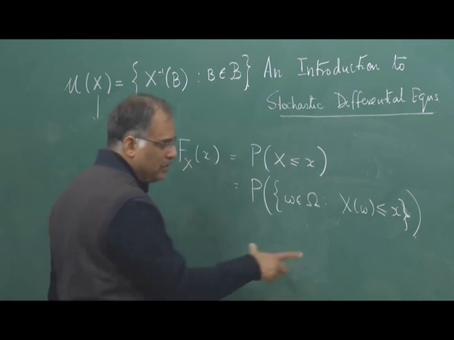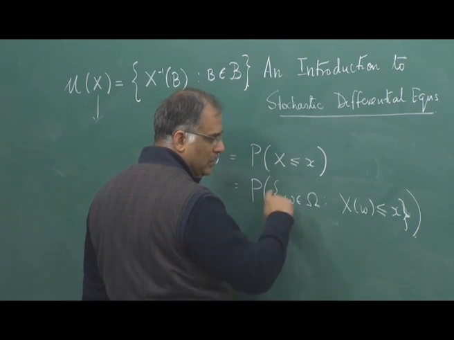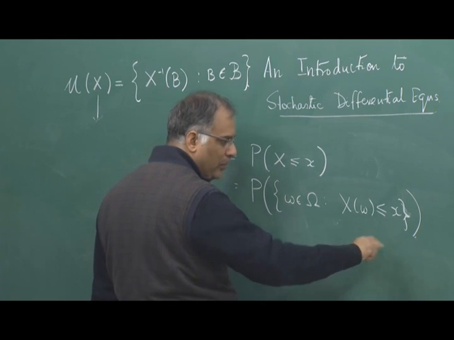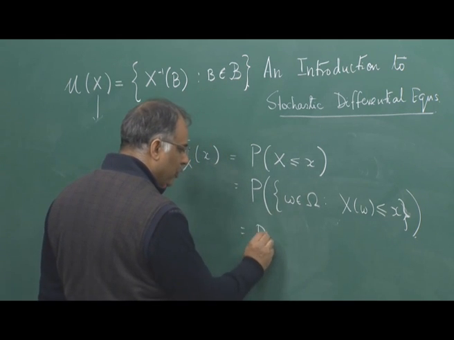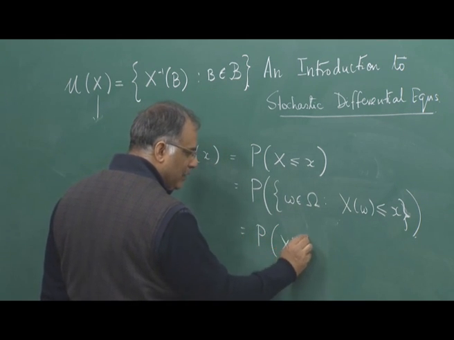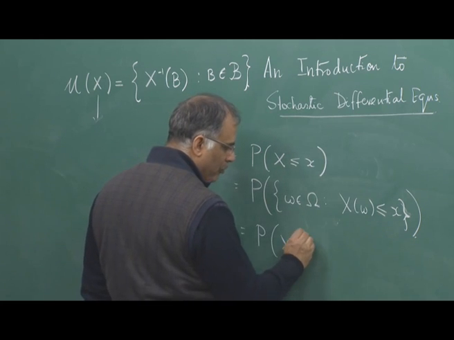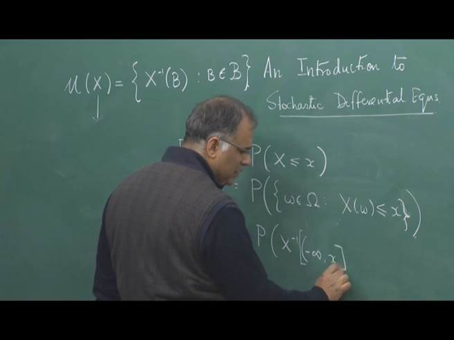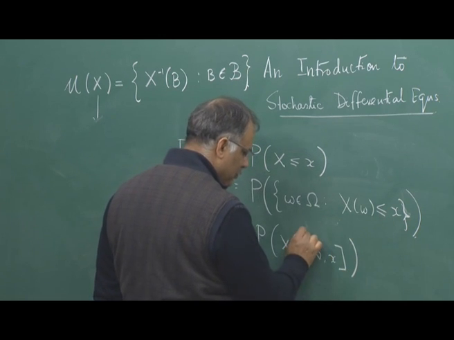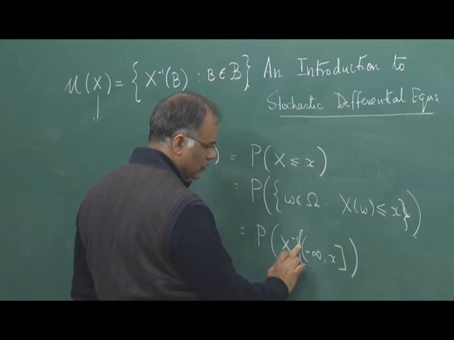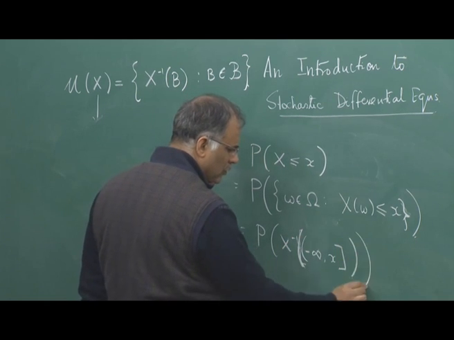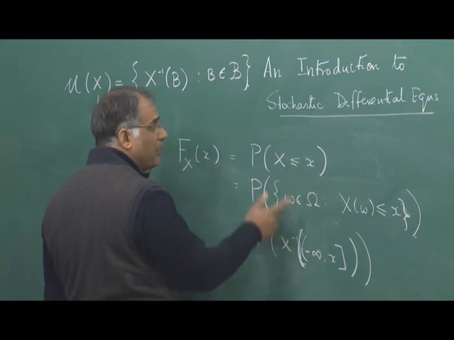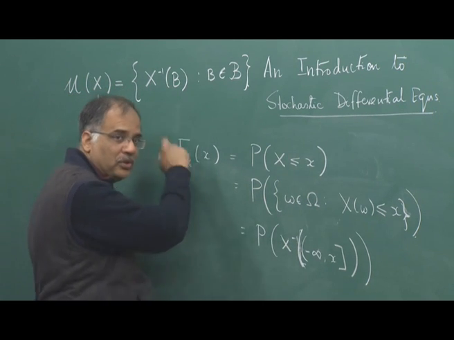Because if you look at this, what is this set? This set is nothing but X inverse of minus infinity to small x. So basically you are finding the probability of X inverse of minus infinity to x. And that is why that particular sigma algebra is so important.